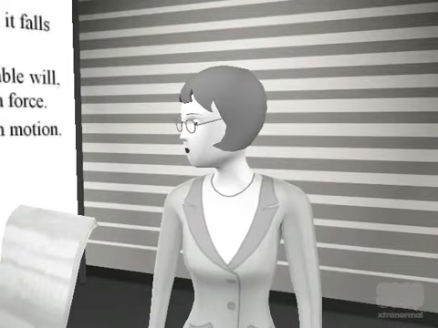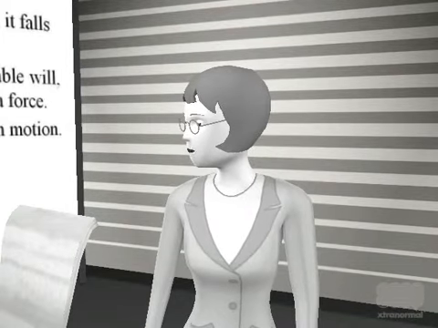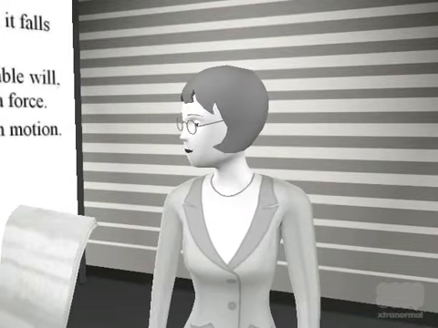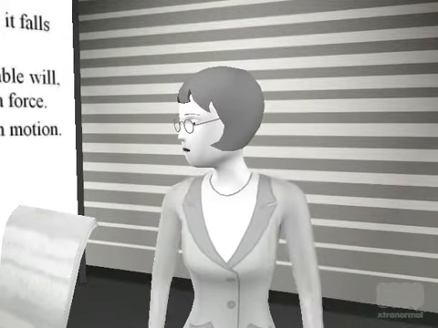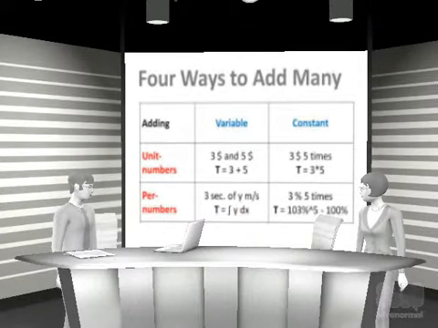Alan, you are often quoted for saying that calculus is the fourth and last way of adding. What do you mean by this? Well, Bo, mathematics is a natural science, about the natural fact many. To deal with many, we count and we add. Once counted, many occurs in four different ways, as constant or variable unit numbers or per numbers. So numbers can be added in four different ways.